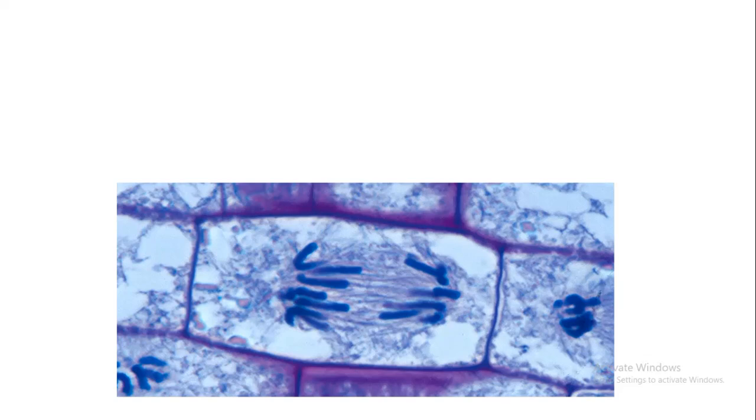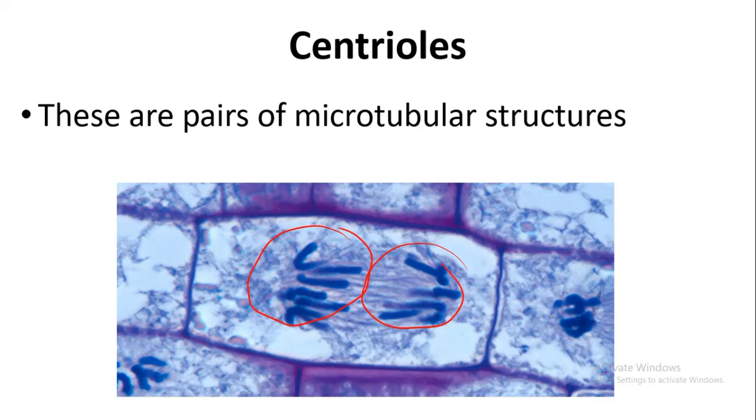I think I have a diagram here which is showing some important structures which are known as the centrioles. So the centrioles are also part of the cell, and these centrioles normally exist in pairs, as you can see there. And these centrioles normally play a role in cell division.